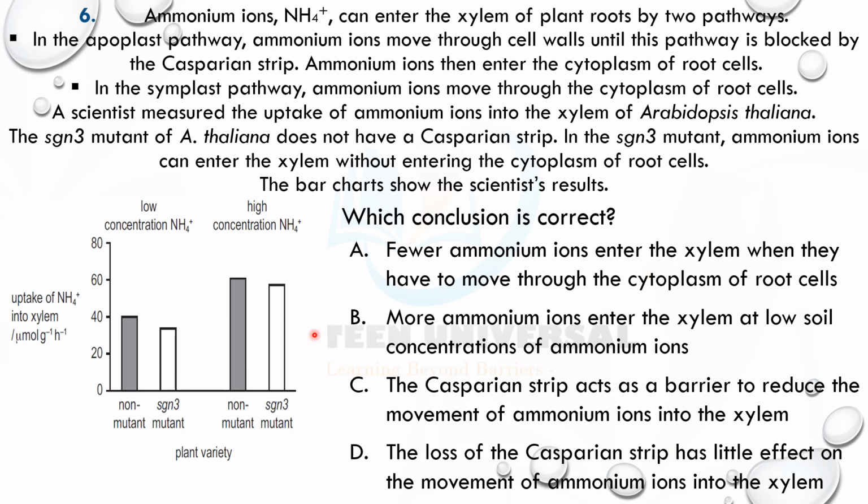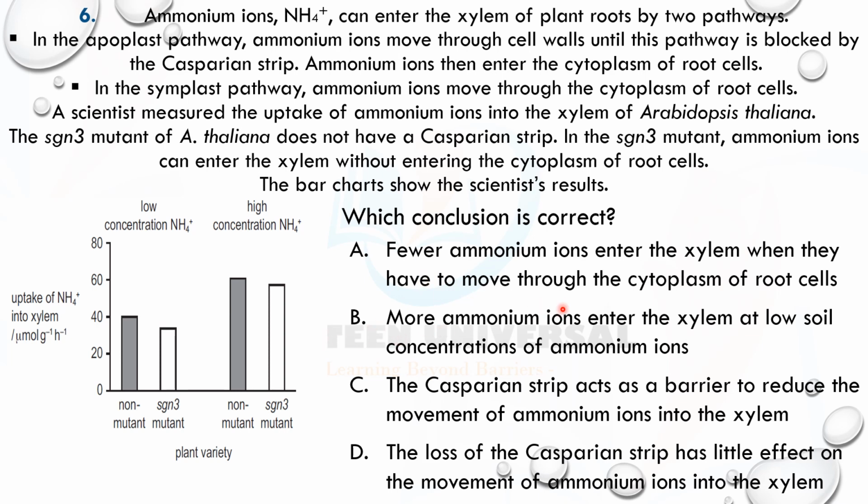So these ones here, the non-mutant, ammonium ions cannot pass through the cell wall because of Casparian strip. So they have to move through the cytoplasm. Can you see? But they are higher than the ones that don't have Casparian strip. So it's not fewer. For both low concentration and high concentration, the non-mutants, the ones that have Casparian strip, have higher uptake of ammonium ion. So A is wrong.